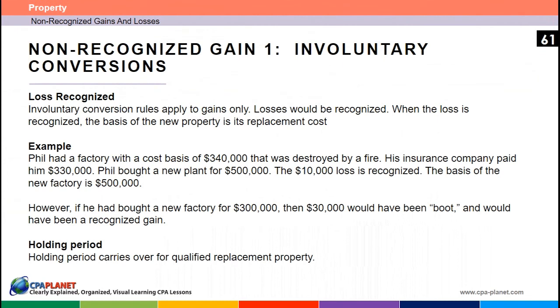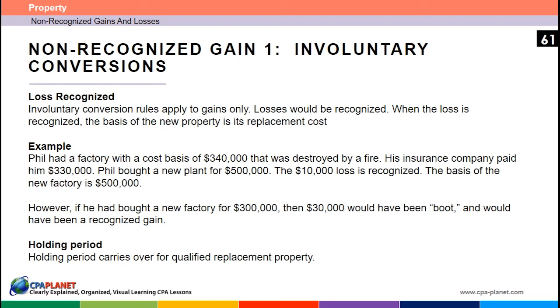Non-recognized gain 1, involuntary conversions, loss recognized. Involuntary conversion rules apply to gains only. Losses are recognized. Here's an example. Phil had a factory with a cost basis of $340,000 that was destroyed by a fire. His insurance company paid him $330,000.